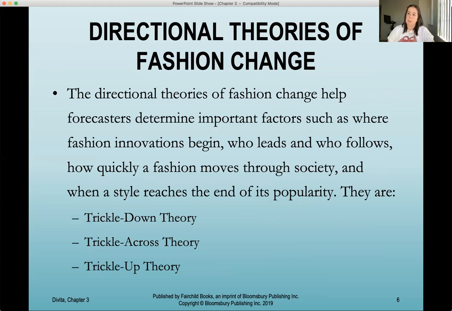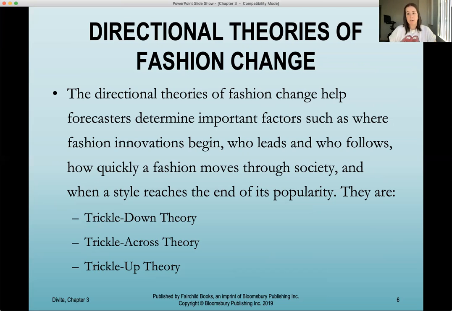Directional theories of fashion change. The directional theory of fashion change can help forecasters determine important factors such as where the innovation began, okay, who innovated it? Was it the designer? Did it come from the street? Who leads? Who follows? Okay, that changes on each different class, and how quickly a fashion moves through society. Is it slow? Does it take time to cultivate and to adopt? Or does it hit a society by storm and everyone accepts it? And lastly, when a style reaches the end of its popularity, how do we figure that out?